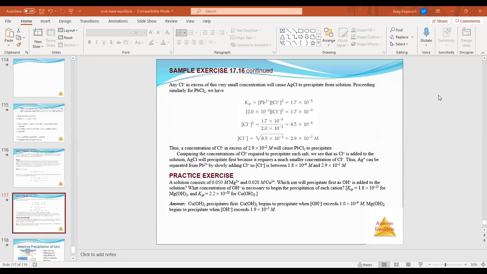I mix magnesium and copper into a solution. I have magnesium ions. The concentration of those are 0.050 molar magnesium. I have 0.020 molar copper. Which ion will precipitate first, as I add base to this solution, and which concentration is necessary to precipitate each cation? Ksp is equal to 10 to the minus 11th for magnesium. It's equal to 10 to the minus 20th for copper. Again, the lower the Ksp, that means the lower the concentration I'm going to need to precipitate out that salt. So copper hydroxide will precipitate out first, then the magnesium.